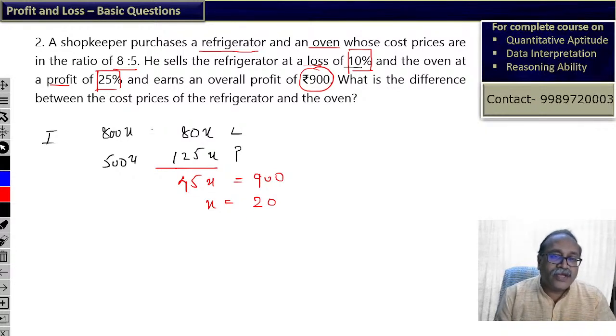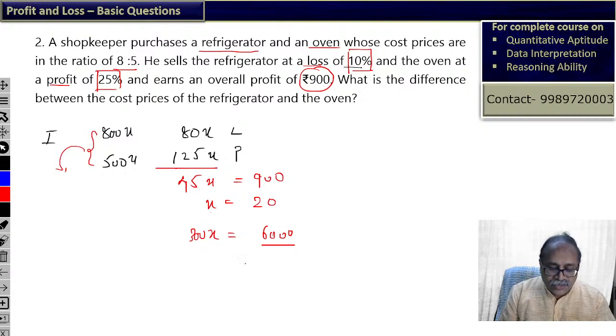हमें क्या चाहिए? What we need is the difference between the cost price of the refrigerator and the oven. So the difference between the refrigerator and the oven is 300x. So if x is 20, then what is 300x? So that's nothing but 6,000.